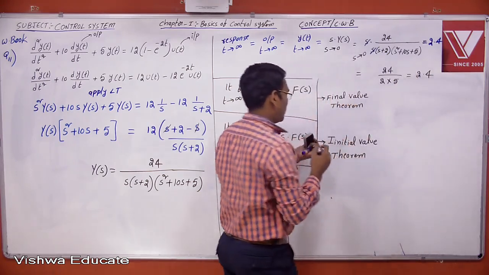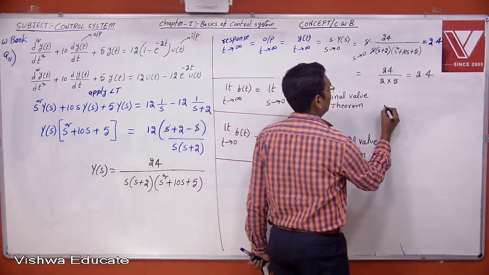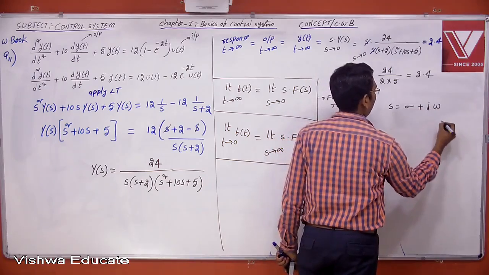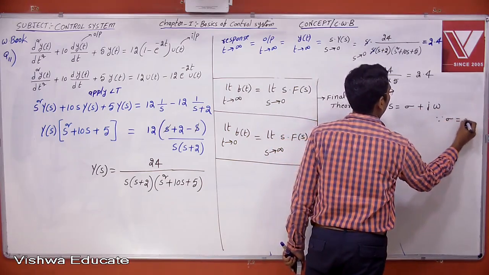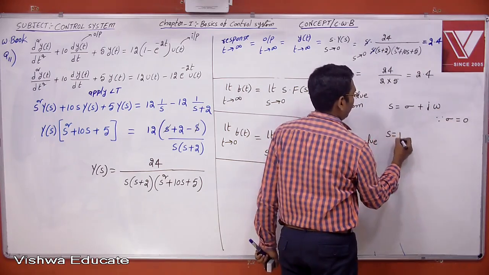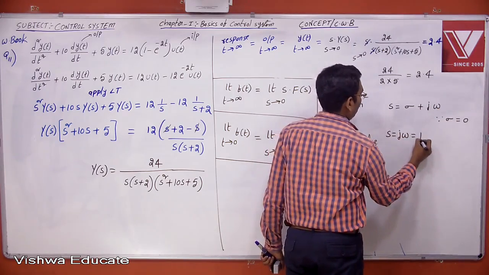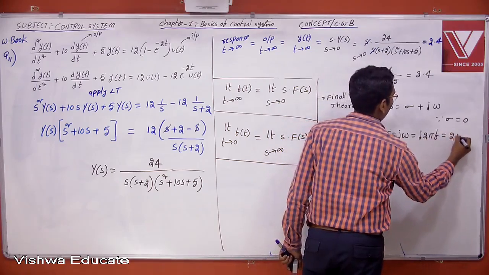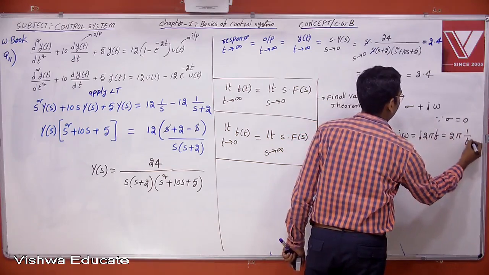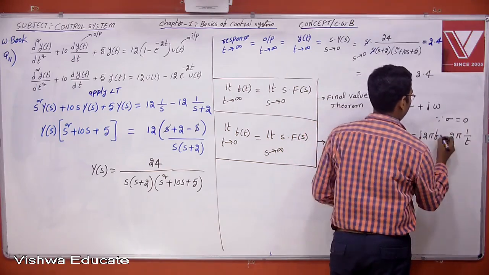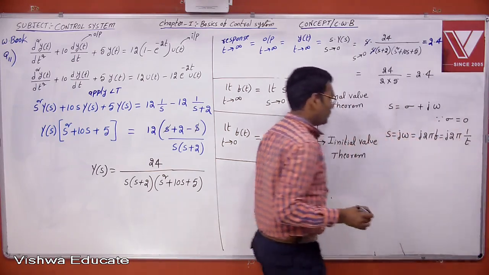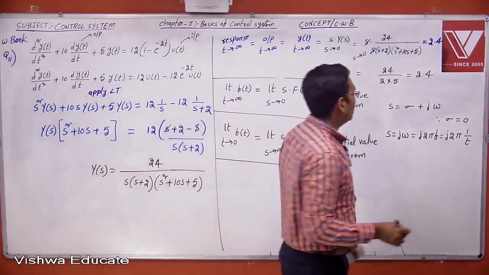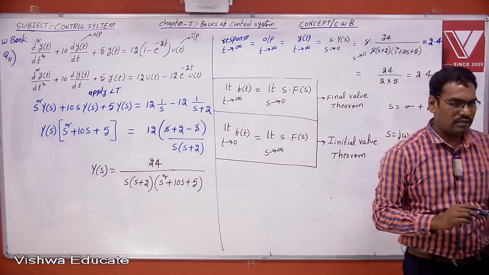This is the response at t tends to infinity. Yes, which is equal to sigma plus j omega. Assume real part equal to 0. Therefore, s equal to j omega. J omega is nothing but 2 pi f. Now, these are the two important formulas, and this is the question he is asking.